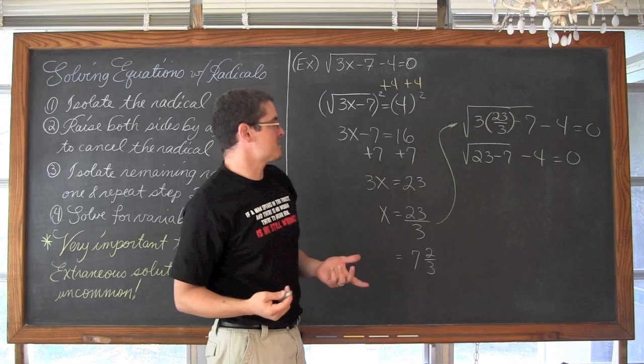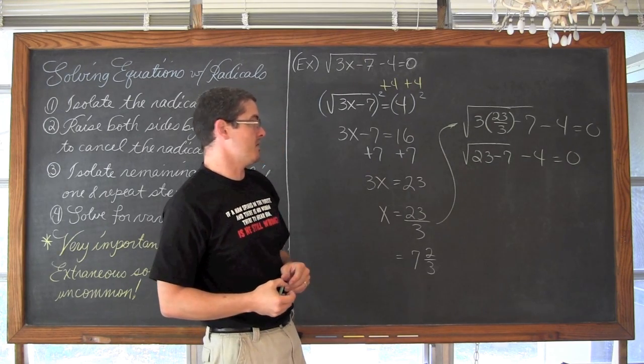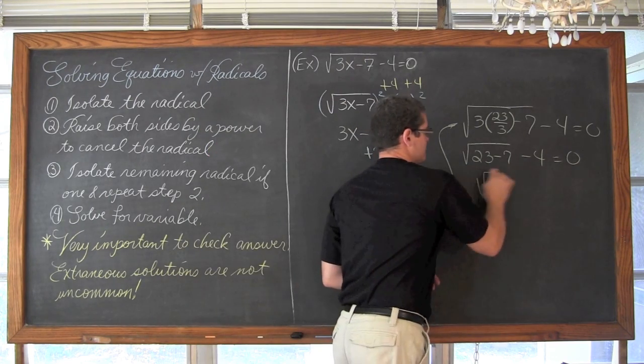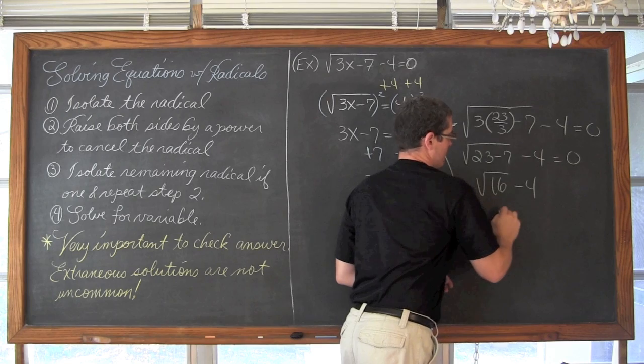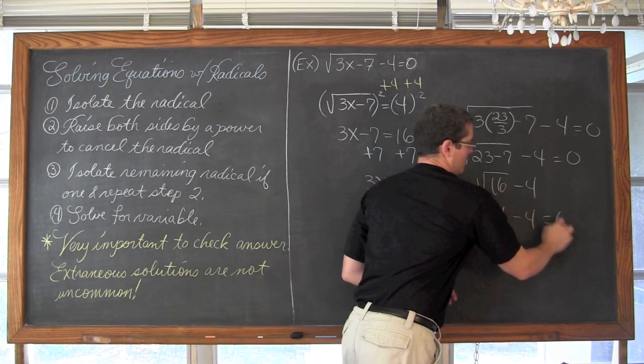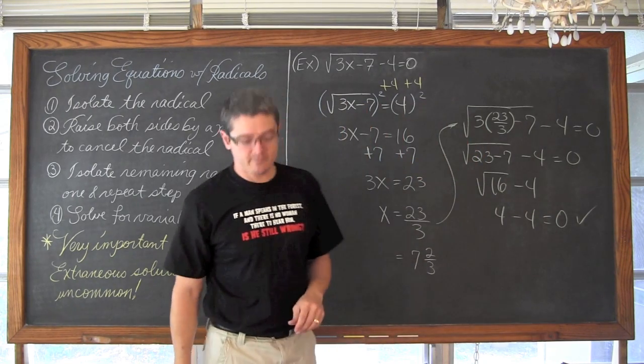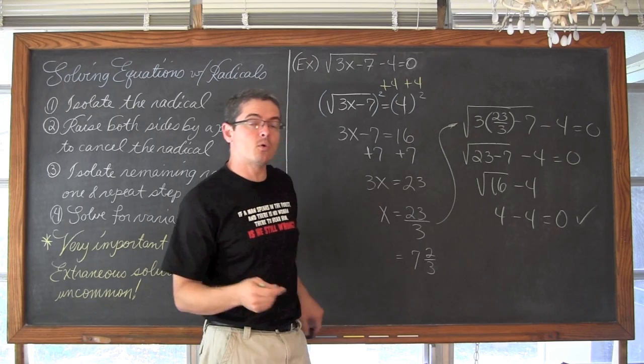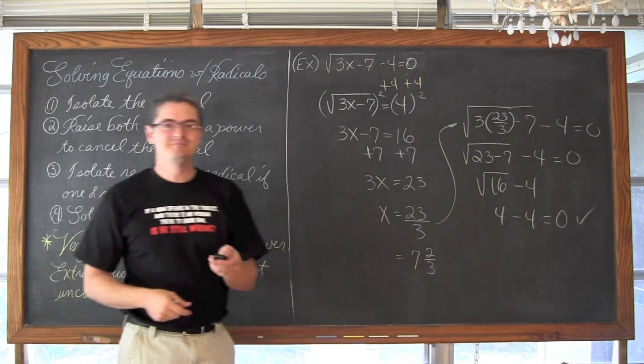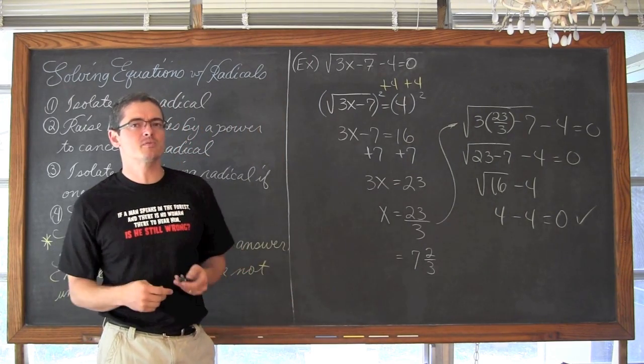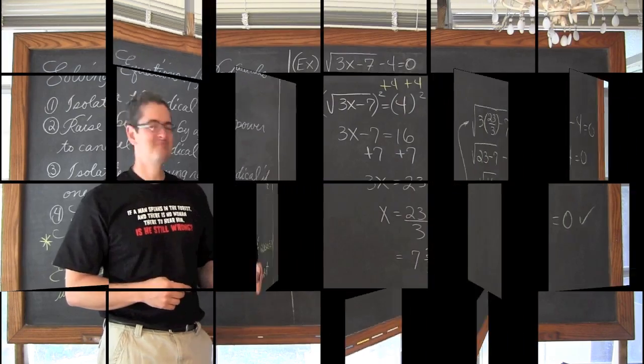23 minus 7, last time I checked, was, let's see here, 16. So we have the square root of 16 minus 4, and that's 4 minus 4, which does equal 0, and that's the end of our example. Now I'm going to do a total of 4, so we have 3 more to go. And we're going to get a little bit harder as we go, of course, in our examples.